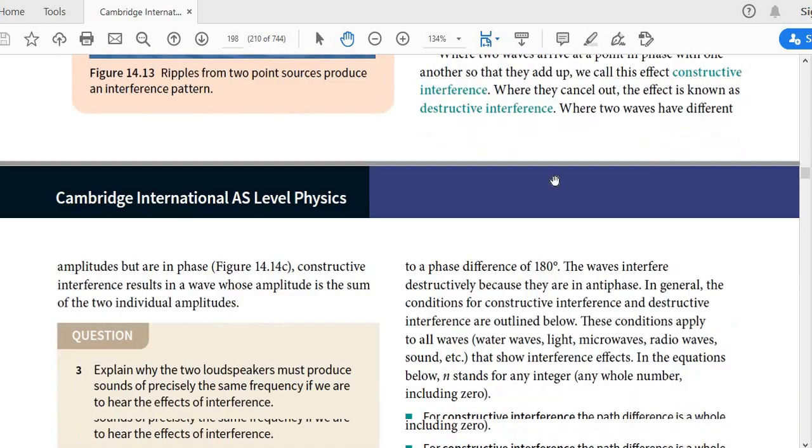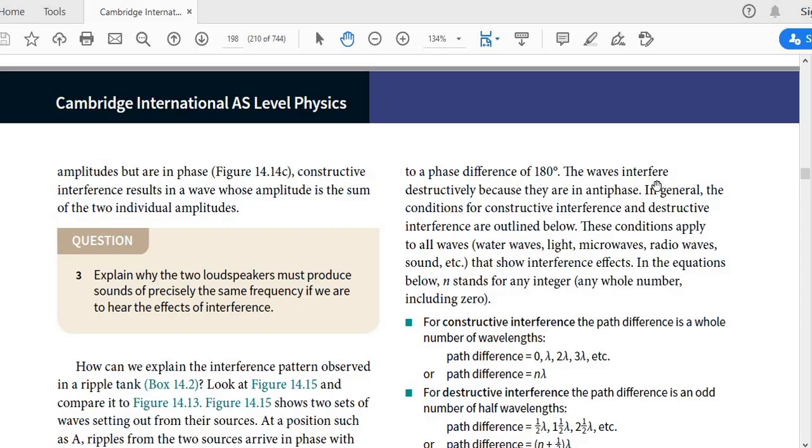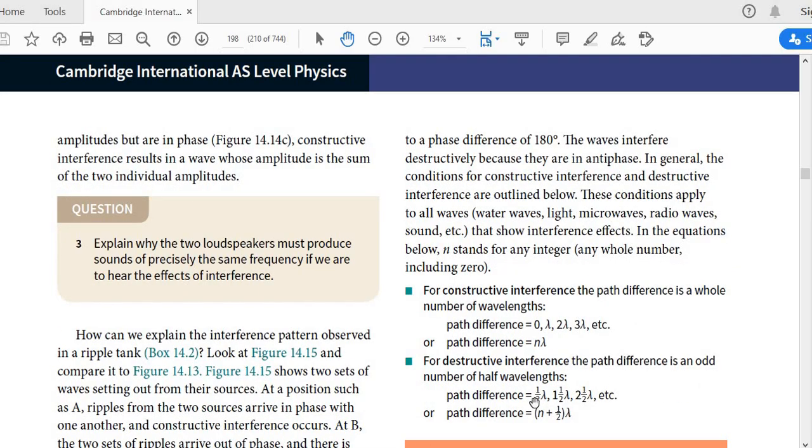In that case, the phase difference is 180 degrees. The waves interfere destructively because they are in antiphase. So when crest and trough meet, we say they are in antiphase. We can also say, if it's a half number of wavelengths like this, 0.5, 1.5, then you have destructive interference. If it's a whole number of wavelengths, then you have constructive interference.